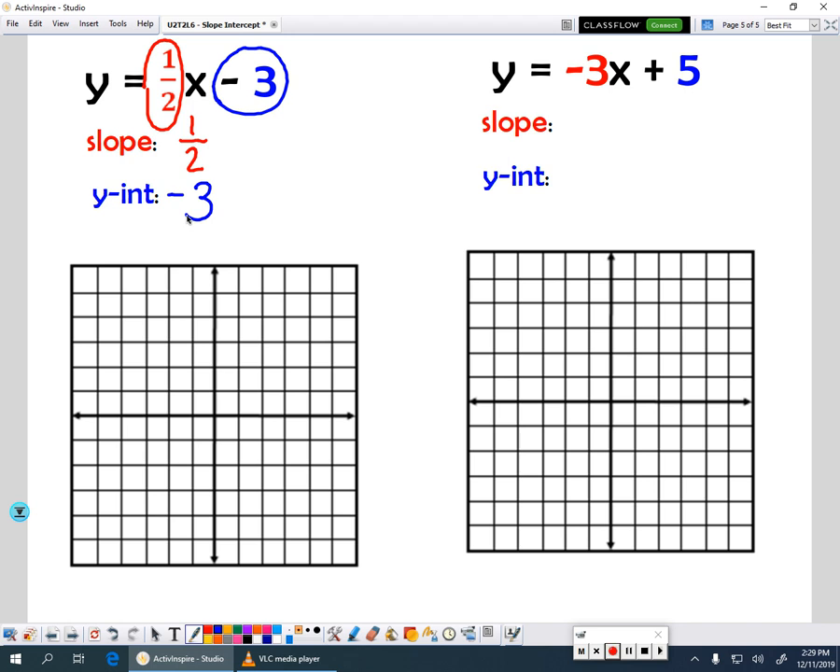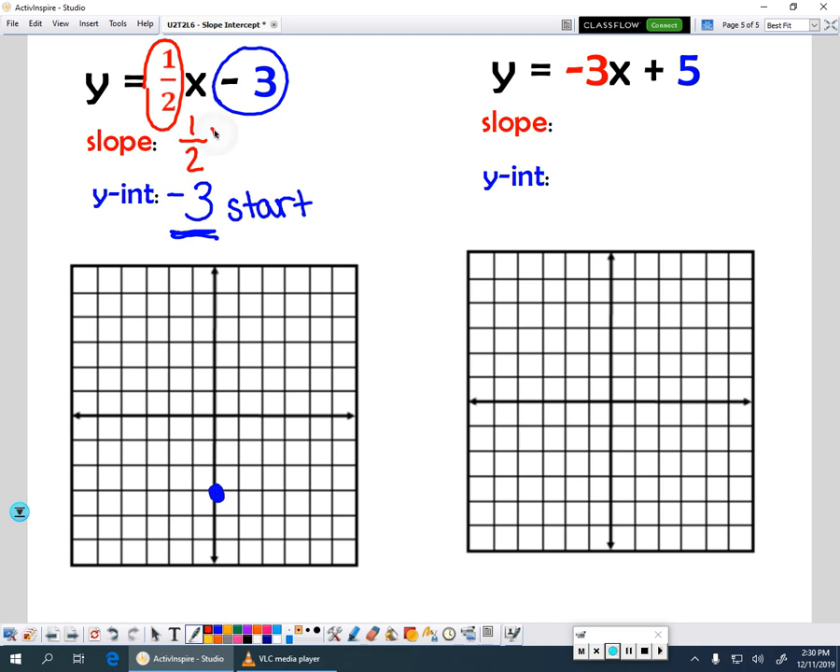So this -3, remember we said this is our starting value. Our starting point was always where x equals 0. That's our y-intercept. So the first thing I'm going to do is graph this -3, this y-intercept, on my graph. And then I'm going to use my slope.